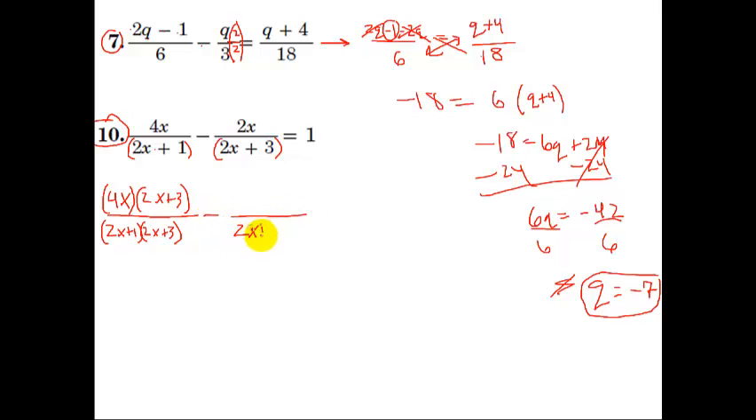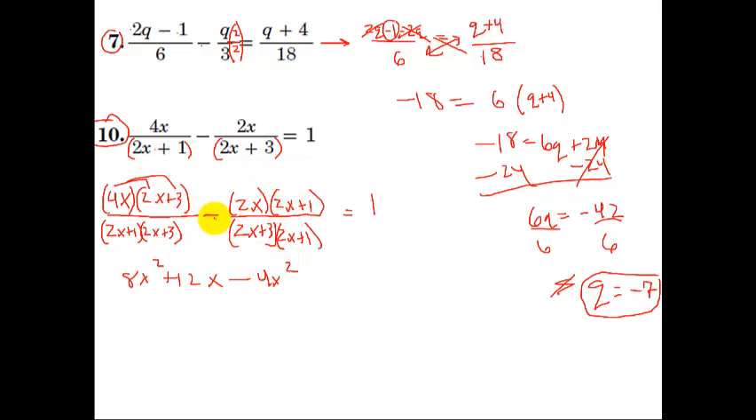Here I've got the 2x plus 3. The part that I'm missing is the 2x plus 1 in both the top and the bottom. So I've got the 2x right there. And I'm missing the 2x plus 1 here. Equals 1. Okay, now on this side, I'm going to combine terms and I'm going to distribute in the numerator. So that's going to give me 8x squared plus 12x minus, here it's going to be 2x times 2x is 4x squared. This minus sign distributes, so I'm going to have minus again. 2x times 1 is 2x.